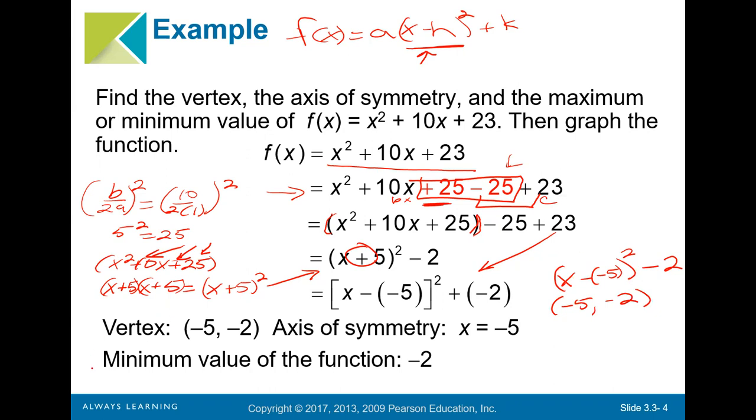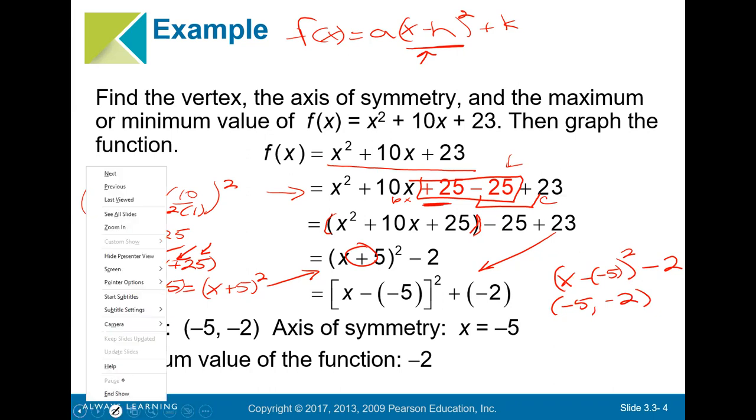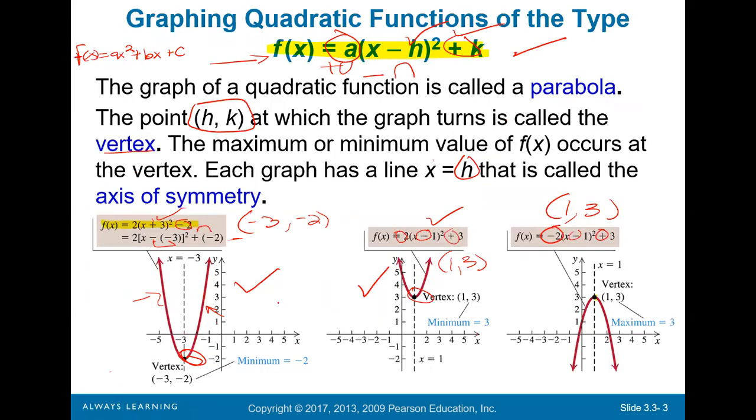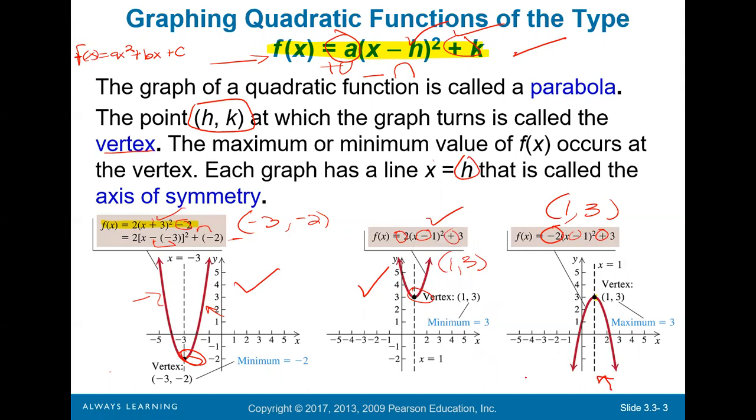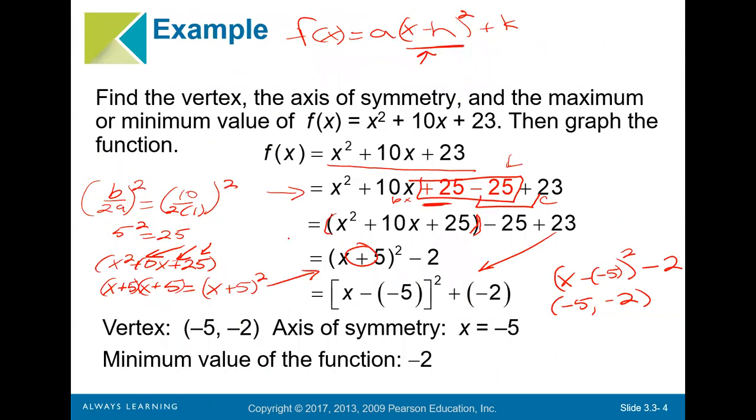Now, I'm going to go back to this other slide just for a minute, and I'm going to show you something. When we were plotting that, we didn't state what the axis of symmetry is. The axis of symmetry is this dotted line right here. It's actually what splits this parabola in two. Okay? And it's actually my x value. So if your parabola opens upward or downward, my axis of symmetry will be the x value of the vertex.